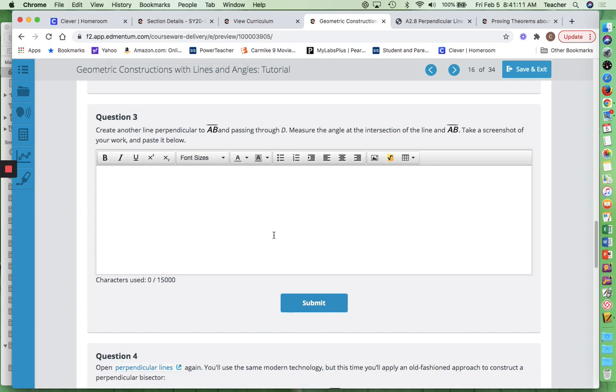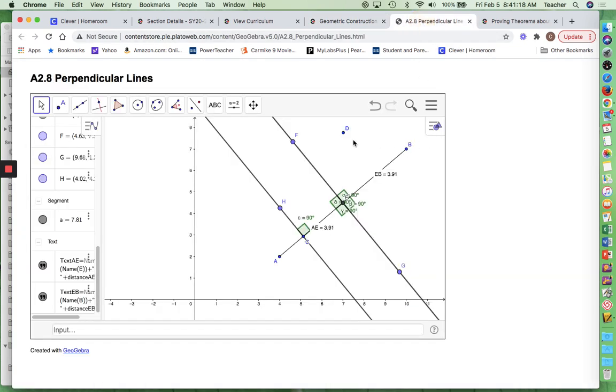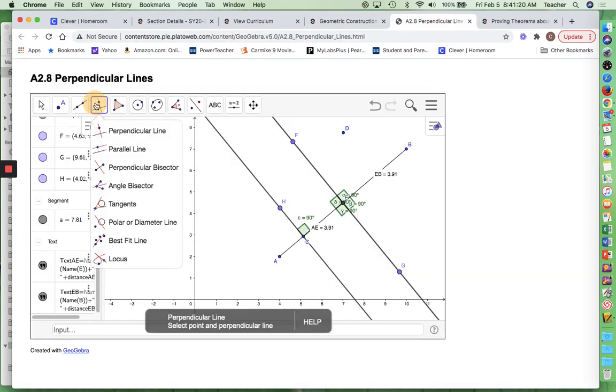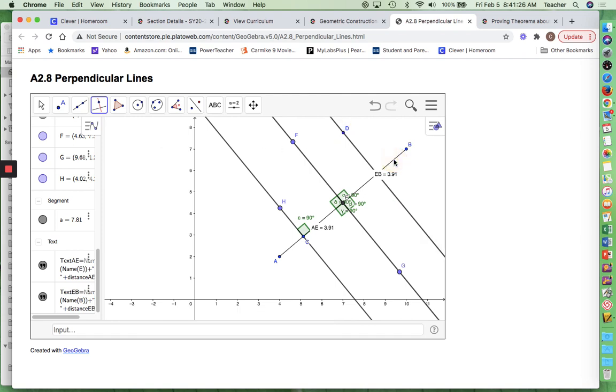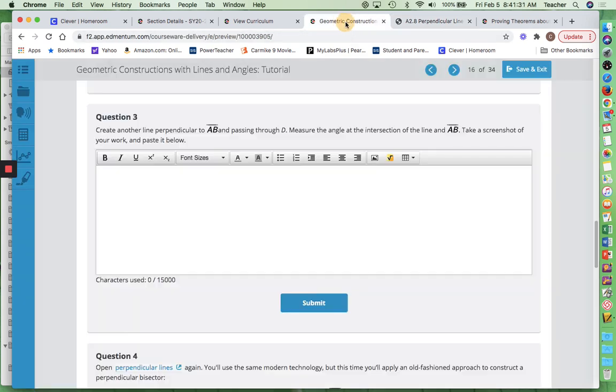Question 3, create another line perpendicular to AB, this time passing through D. All right, so this time we're going to pass through D. So I'm going to come over here to perpendicular line. I'm going to click on D. I'm going to click on this line right here that I want it to pass through. So there's my third perpendicular line.